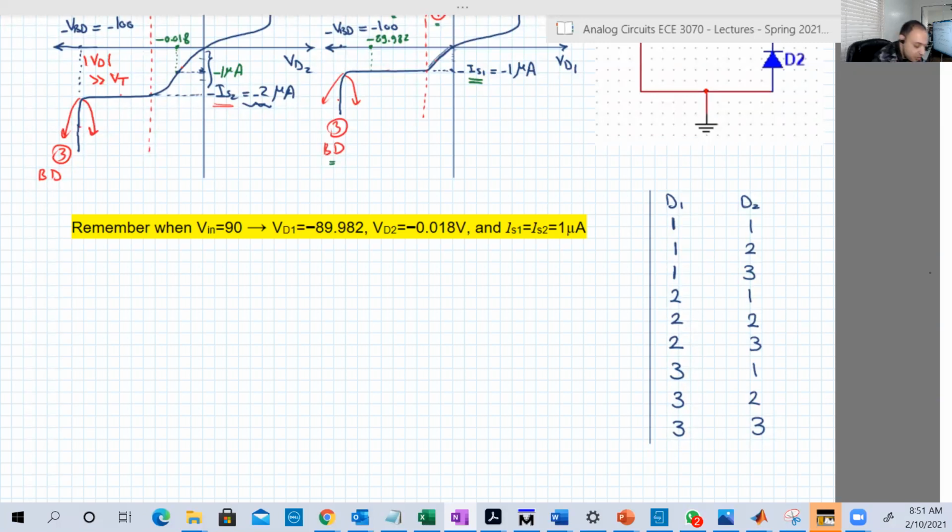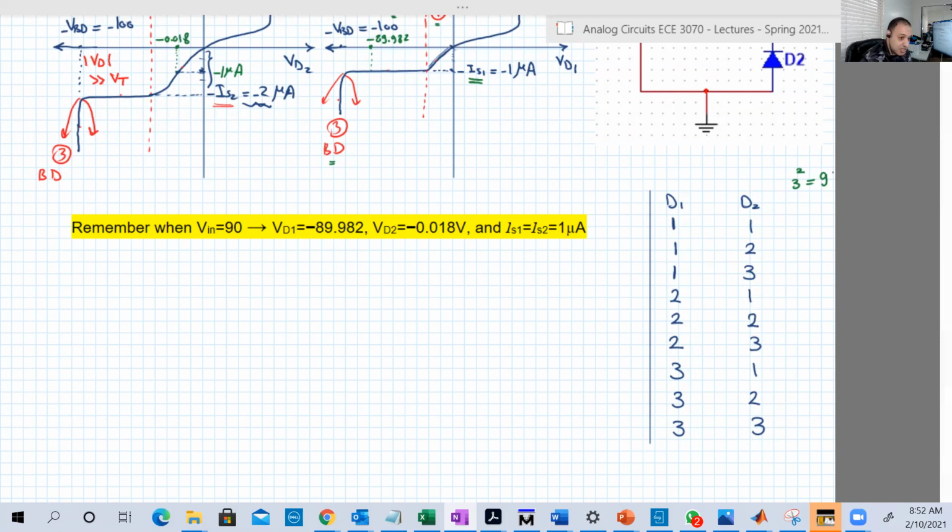And why are there 9? Because we have 3 possibilities for each diode, and we have 2 diodes. So 3 to the power of 2, which is 9. That's why we have 9. It is the number of operating regions to the power of the number of diodes you have.